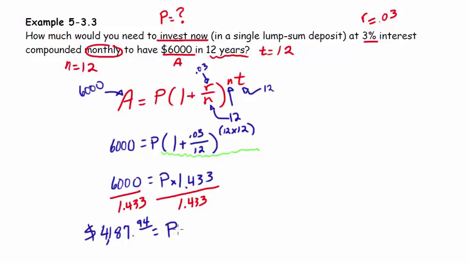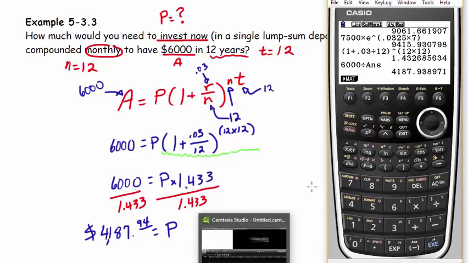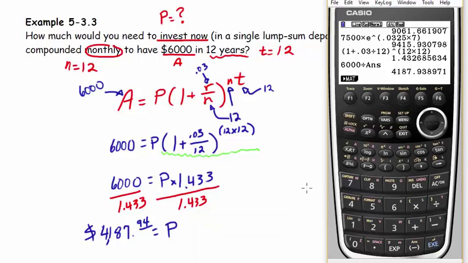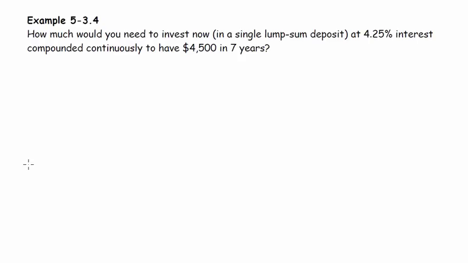Alright, so I would have to put down today $4,187.94 such that I would have $6,000 at the end of 12 years. All right, how much would you need to invest now?